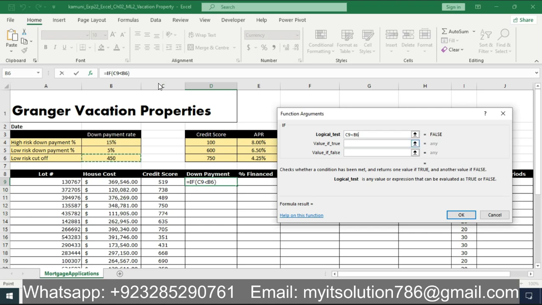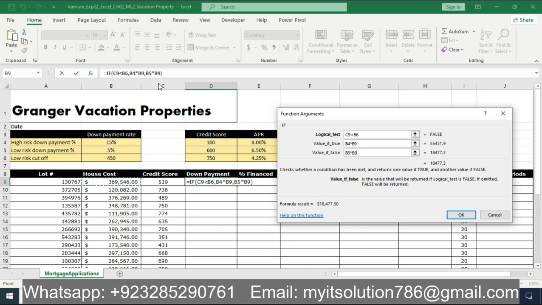And the value if true is B4 multiplied by B9, and the value if false is B5 multiplied by B9.